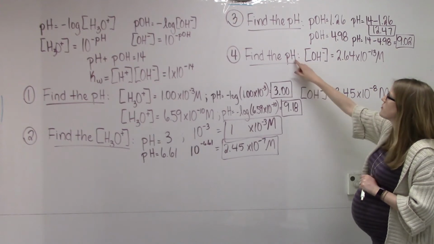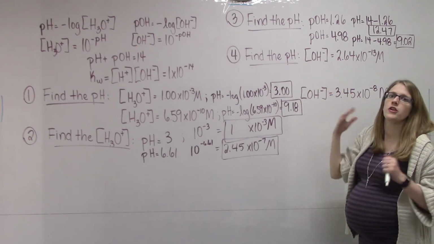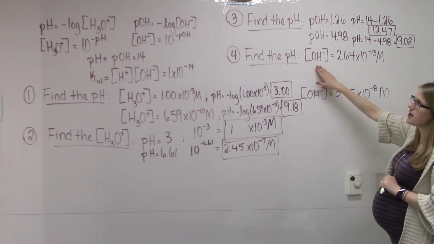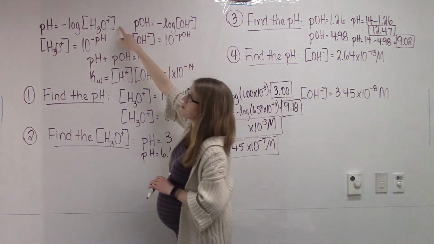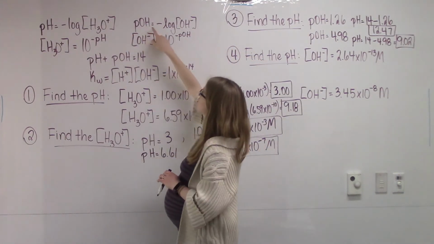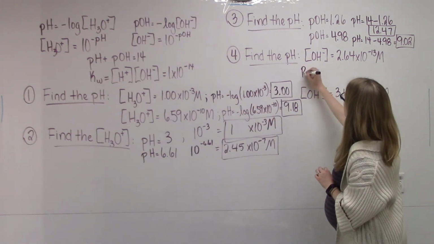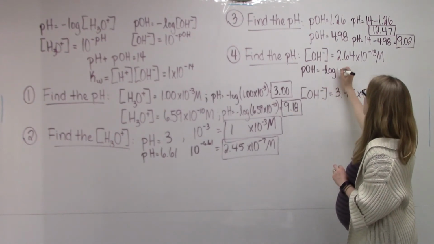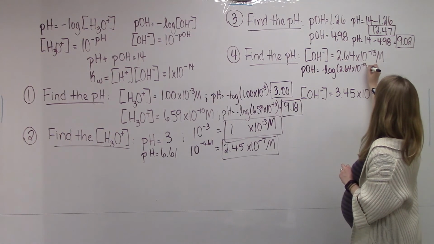So anytime you're asked for something to do with H, and you're given OH minus, you're going to have to do two steps there. So let's go ahead and do these. We're going to find pOH first. Here's the formula right here. Notice it looks very similar to this one. The only difference is there's an OH instead of an H. So pOH equals the negative log of this, 2.64 times 10 to the negative 13.